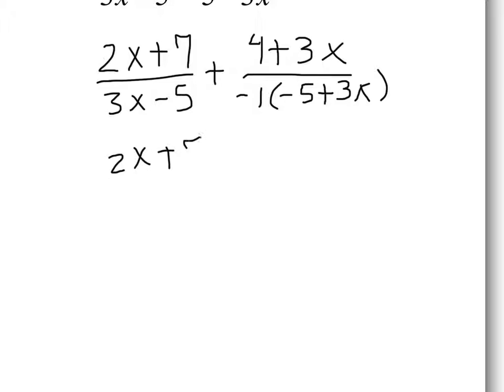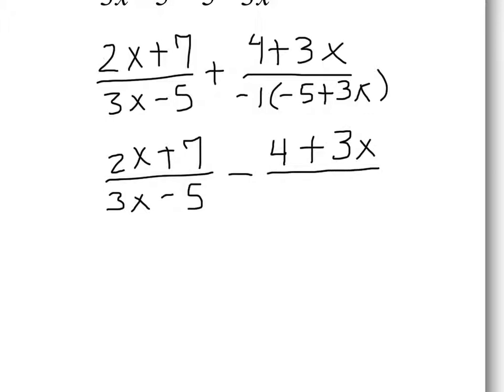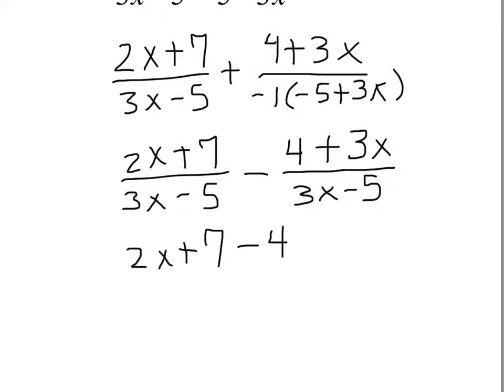So it's 2x plus 7 over 3x minus 5. And this minus here, I'm going to change it to subtraction. Now we have the common denominator, so we simply subtract the numerators. Be very careful with the numerator here. It'll make it minus 4x, and then minus 3x over 3x minus 5.